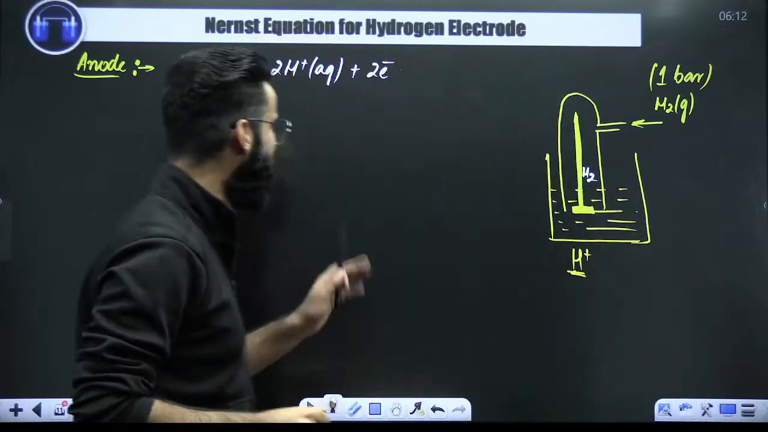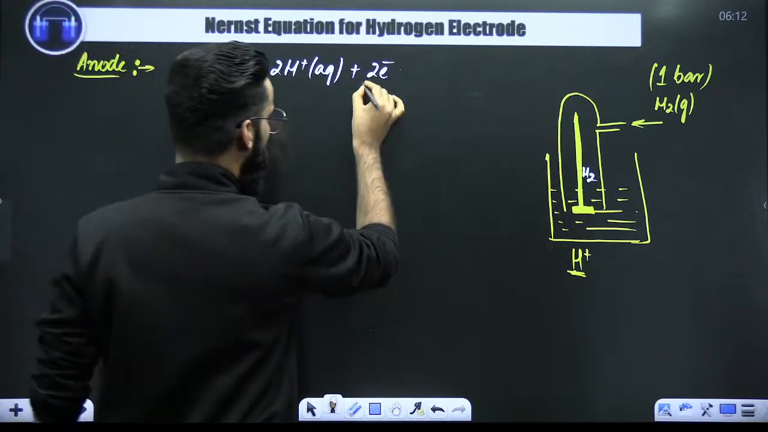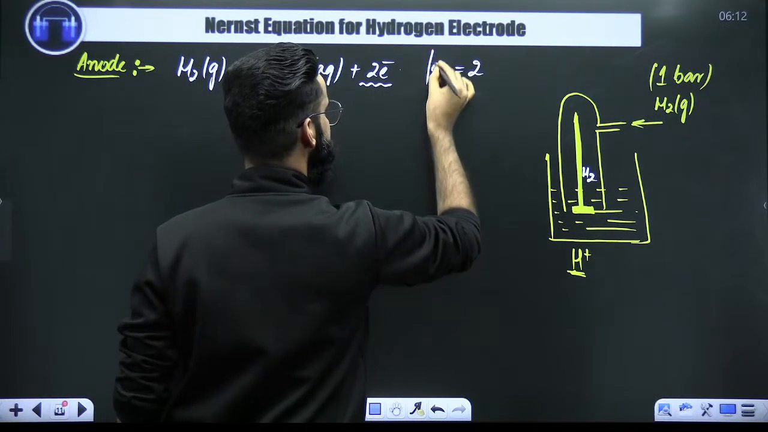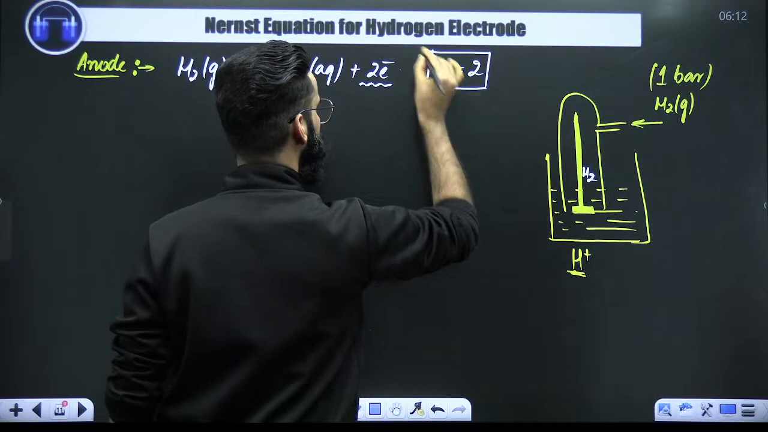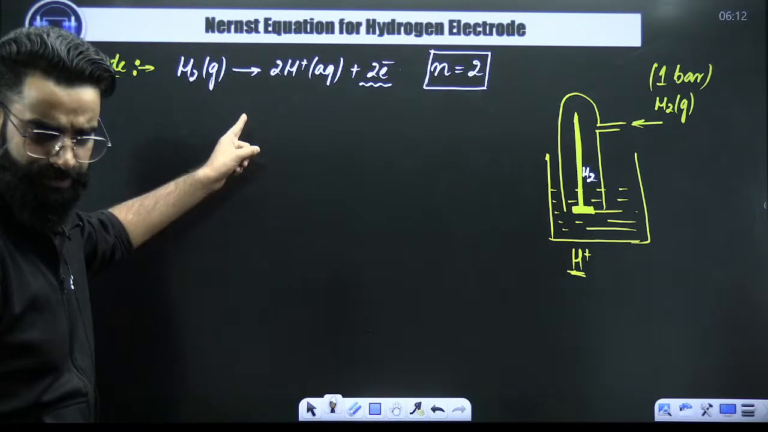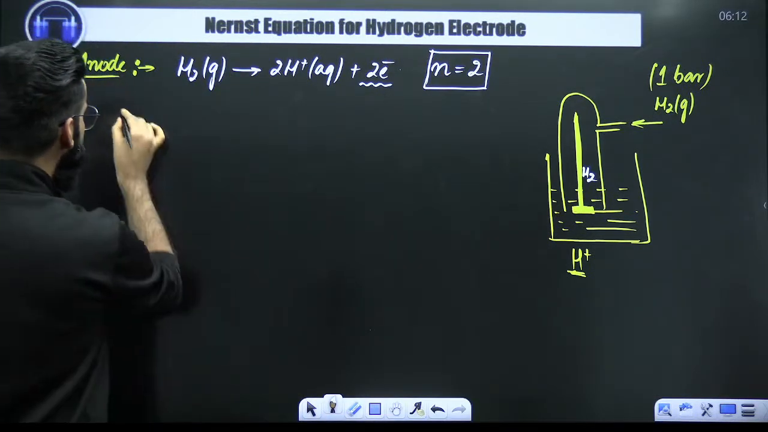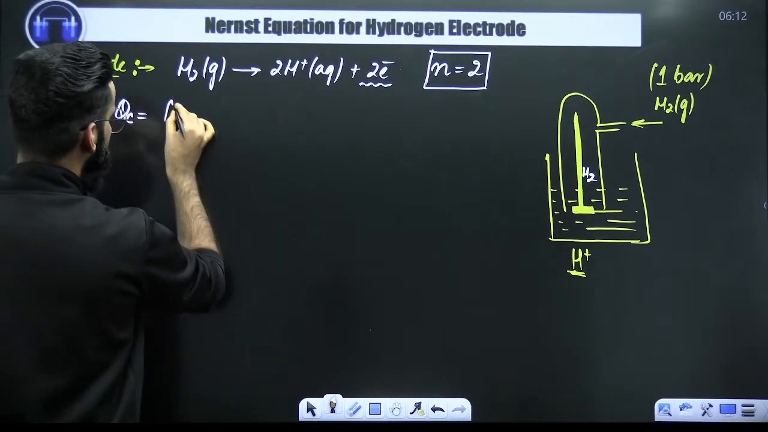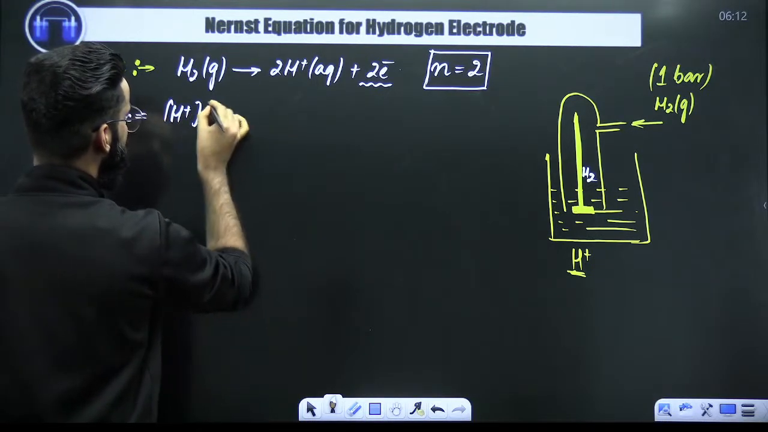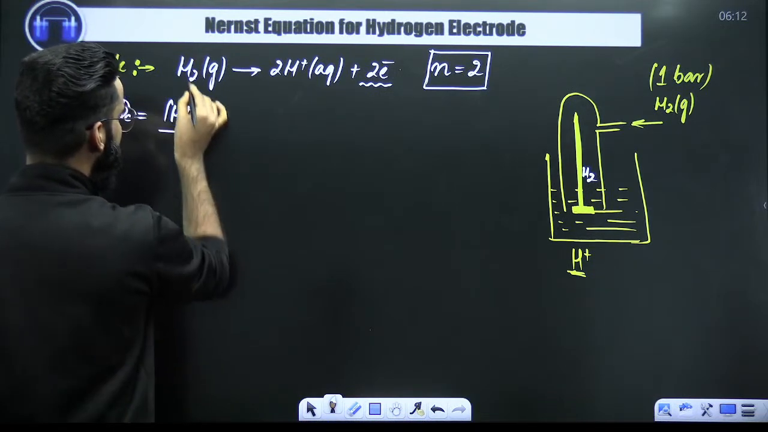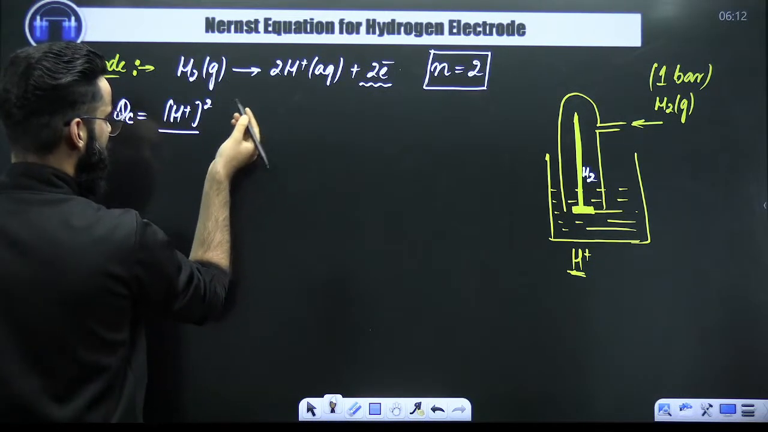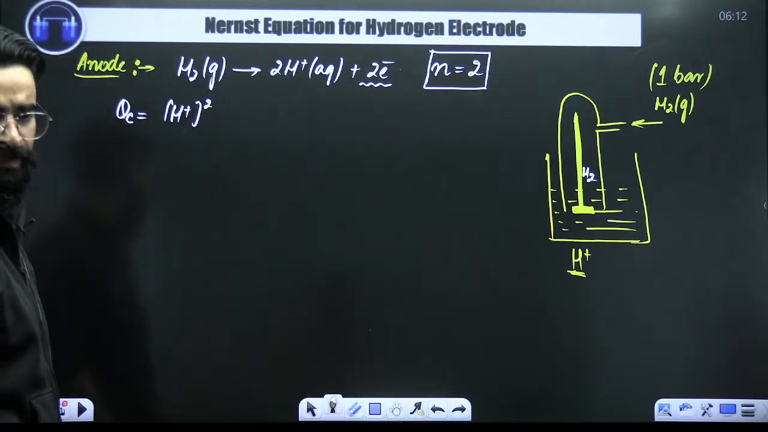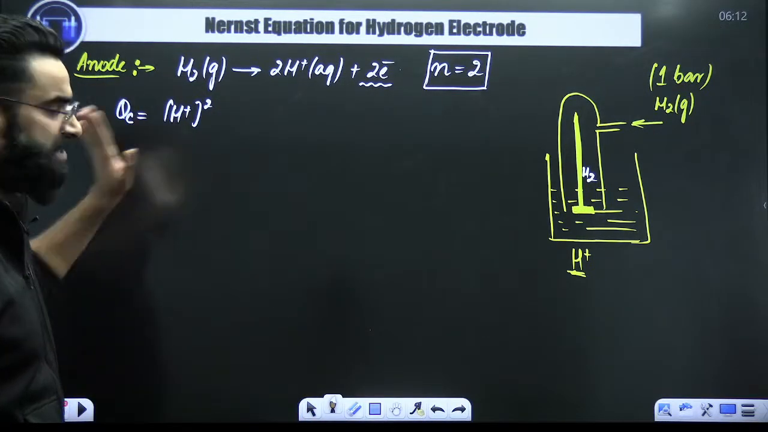Now, my dear students, in this reaction, if I ask you how many moles of electrons are exchanged, I would say 2 moles of electrons are exchanged. Tell me what is the value of QC? Start with the product. It is concentration of H+ raised to the power 2 divided by the partial pressure of H2, and the partial pressure of H2 I have kept as 1 bar. So leave that aside. So this is your QC value.